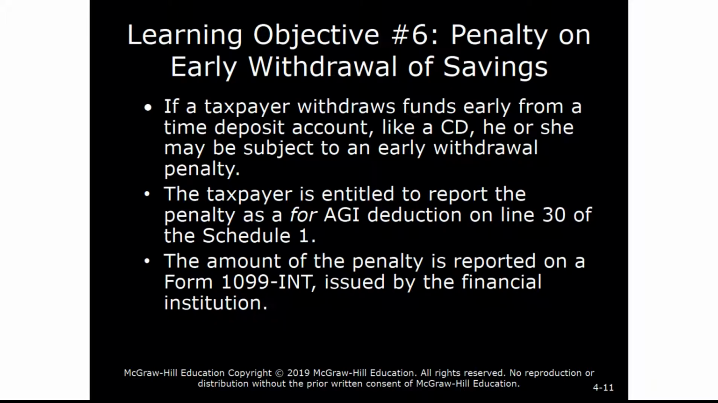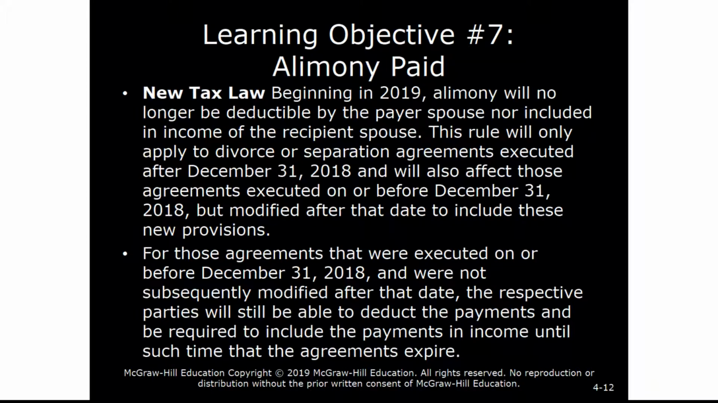Another deduction for AGI is the penalty on early withdrawals of savings, such as if you have a CD account. If you're penalized for withdrawing money early on a CD, for example, that is a deduction on your federal tax return for AGI and reduces your AGI. And this amount will be reported by your financial institution when they report interest that you've earned on Form 1099-INT.